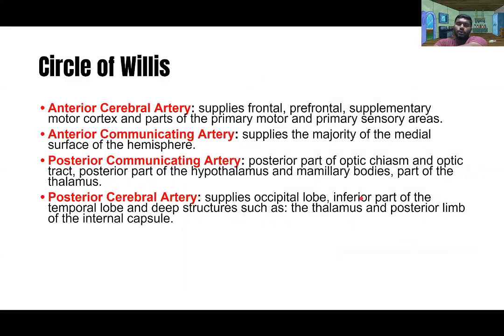So I will be going more in depth on this slide. It's just a slide to say in a very wordy way what parts of the brain are supplied by what arteries.